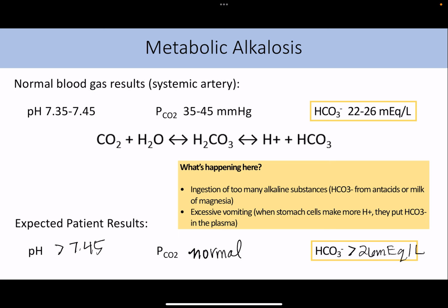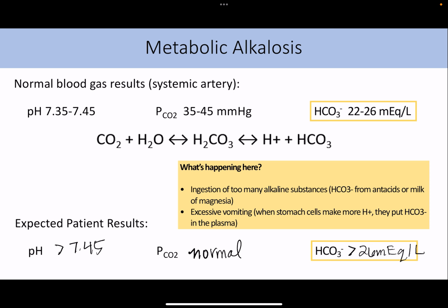Once you determine if it's acidosis or alkalosis, then you look at the other values. If CO2 is out of range, it's respiratory. If bicarbonate is out of range, it's metabolic. You're going to get about 2 or 3 questions on that in exactly that format, where the normal values are given, then you're given patient values, and then you have to diagnose. Okay, any questions on that?